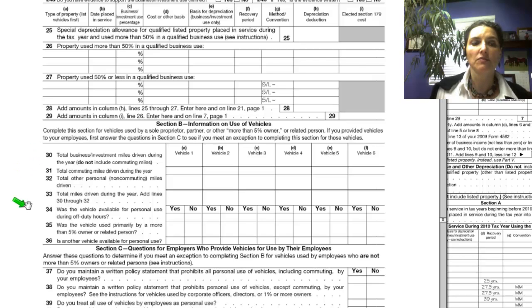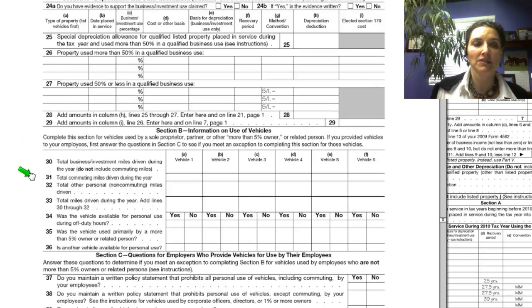Then on line 33, you enter the total of all miles driven for the year, which is 30 plus 31 plus 32. On line 34, was the vehicle available for personal use during off-duty hours? Well, that's a question you ask your client. Hey, was your vehicle available for use during off-business hours? Yes or no? And you wait for your client to answer that question.